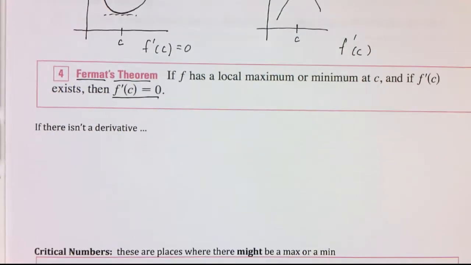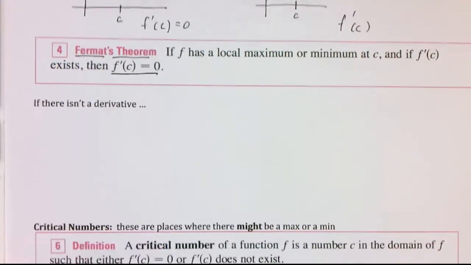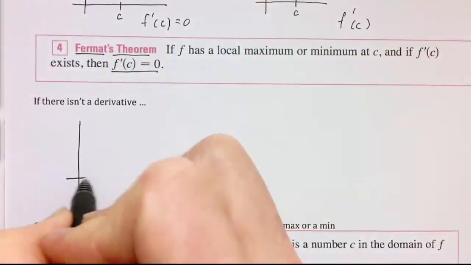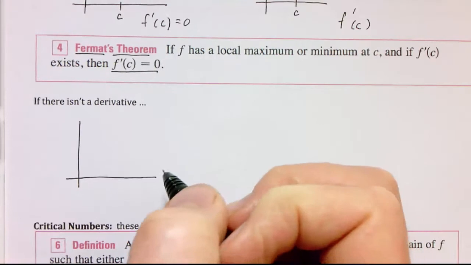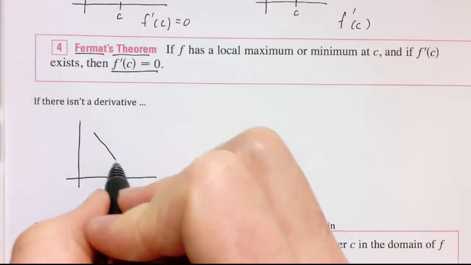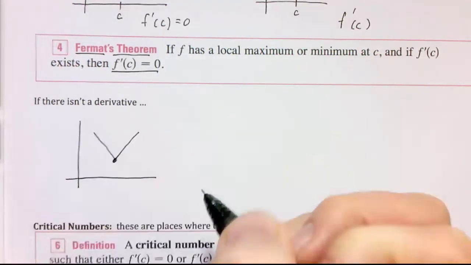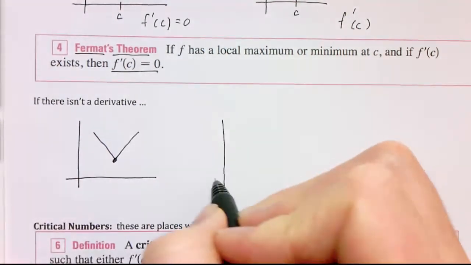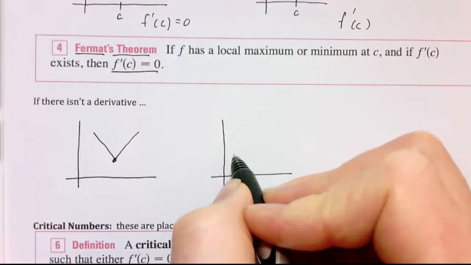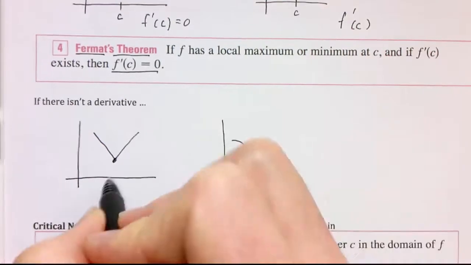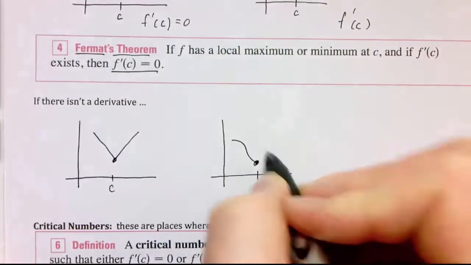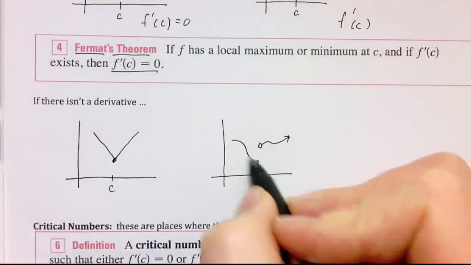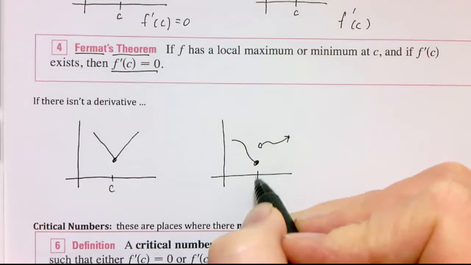What if you have a local max or a min and you don't have a derivative? Then what's going on? I could have a situation with a local minimum like absolute value, so there's no derivative there, but we have a local minimum. Here's a local minimum. So this graph here has a local minimum value at c.